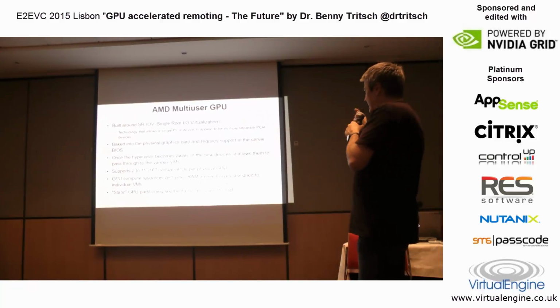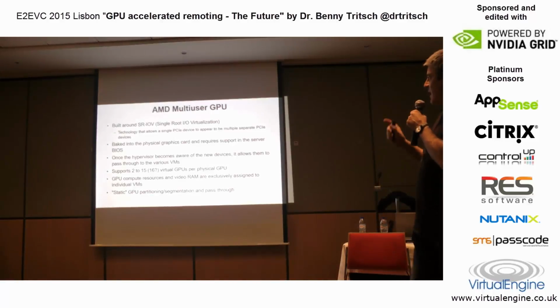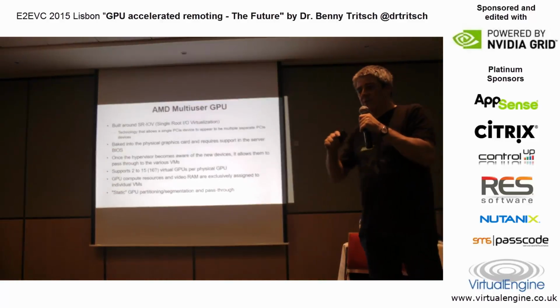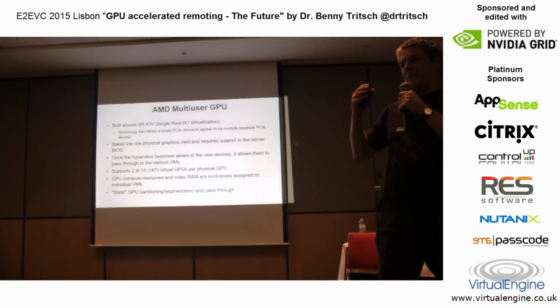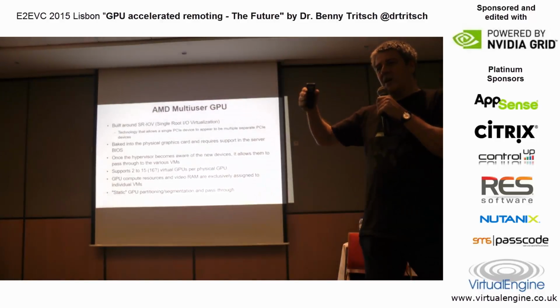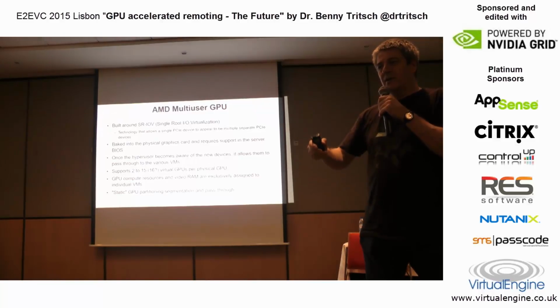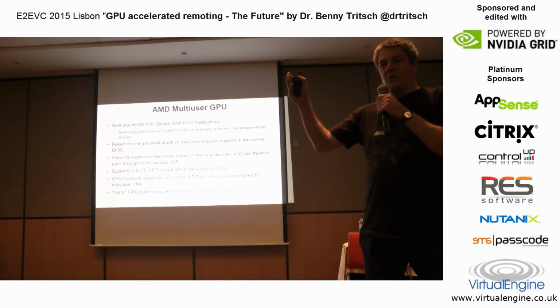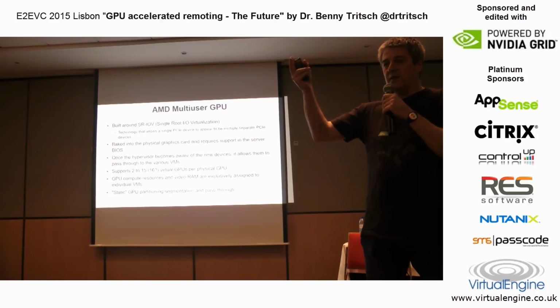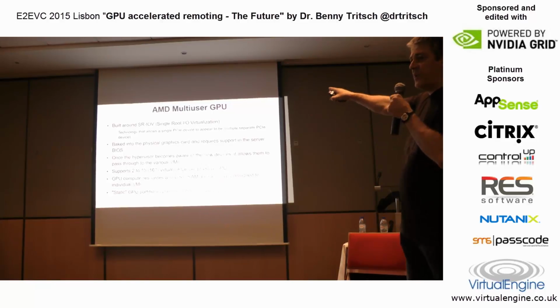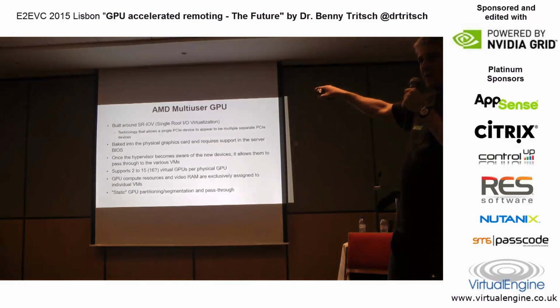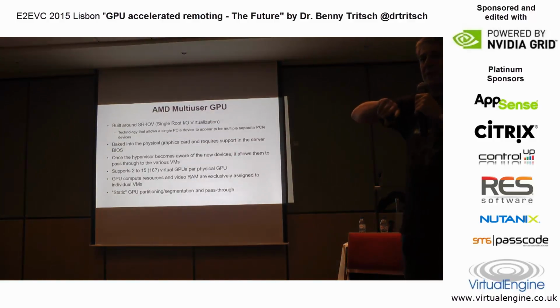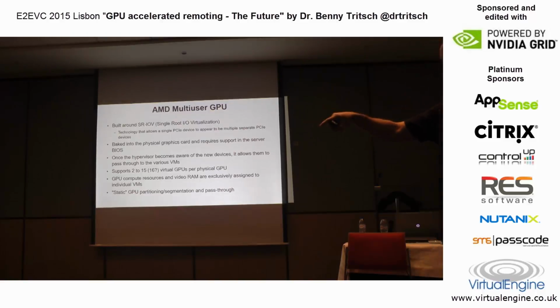So what they do is, they build everything around SR-IOV, and this is something that was used in the past, for example, to provide or to assign a physical network card to a VM. So we always ask ourselves, why is it not possible that you also assign a physical GPU to an individual VM? Because SR-IOV is a standardized way of doing it. So it's nothing that is specific to a vendor, neither on the hypervisor side, nor on the hardware vendor side.